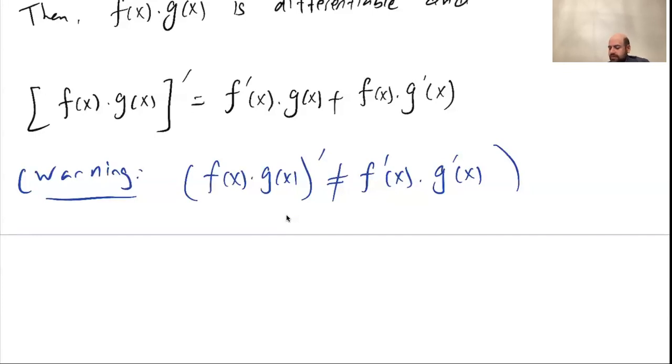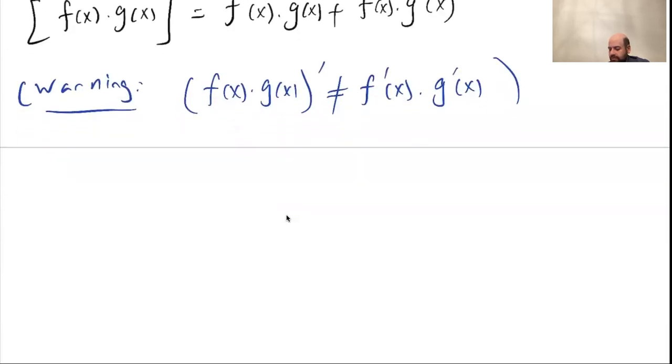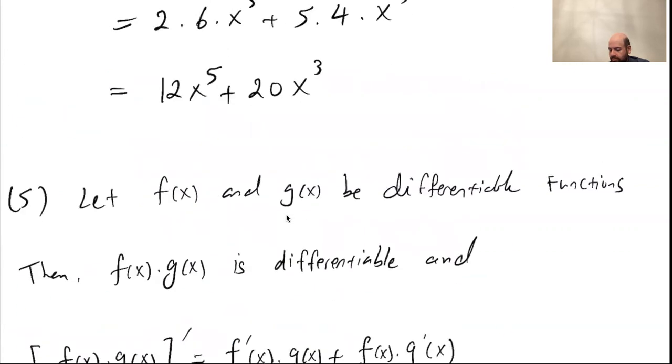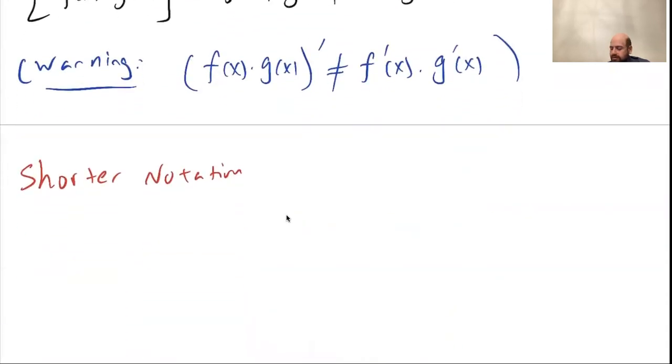Sometimes this is used with another, more abbreviated notation, or let me say shorter notation. So this is called the product rule, because it's a rule for differentiation or derivative of a product of two functions. So that's why it's called the product rule. So, a shorter notation for the product rule.